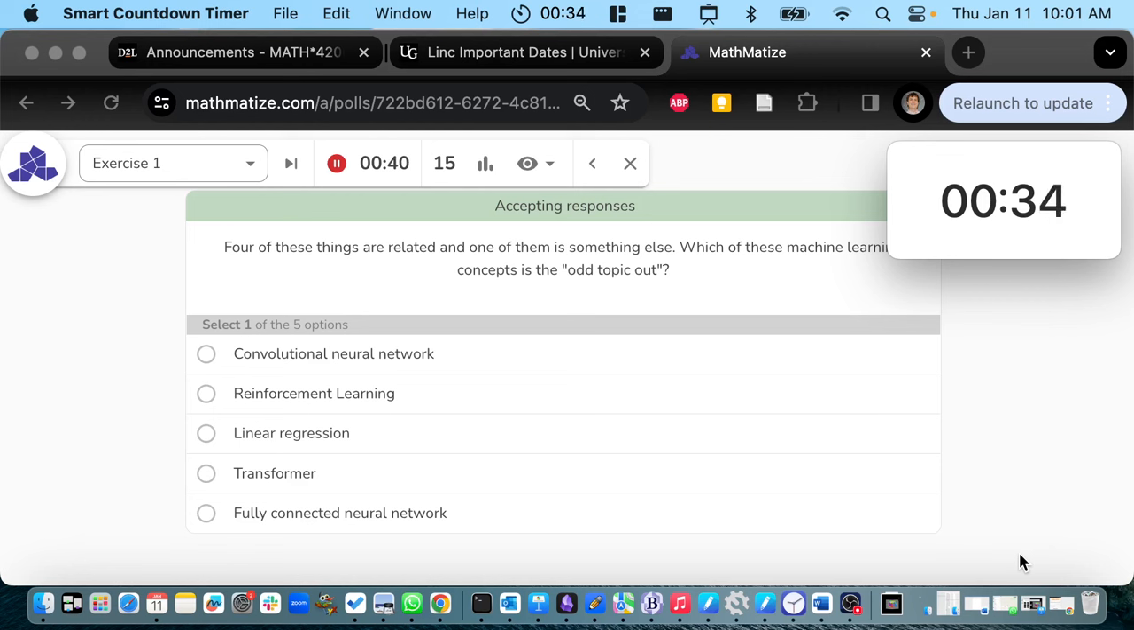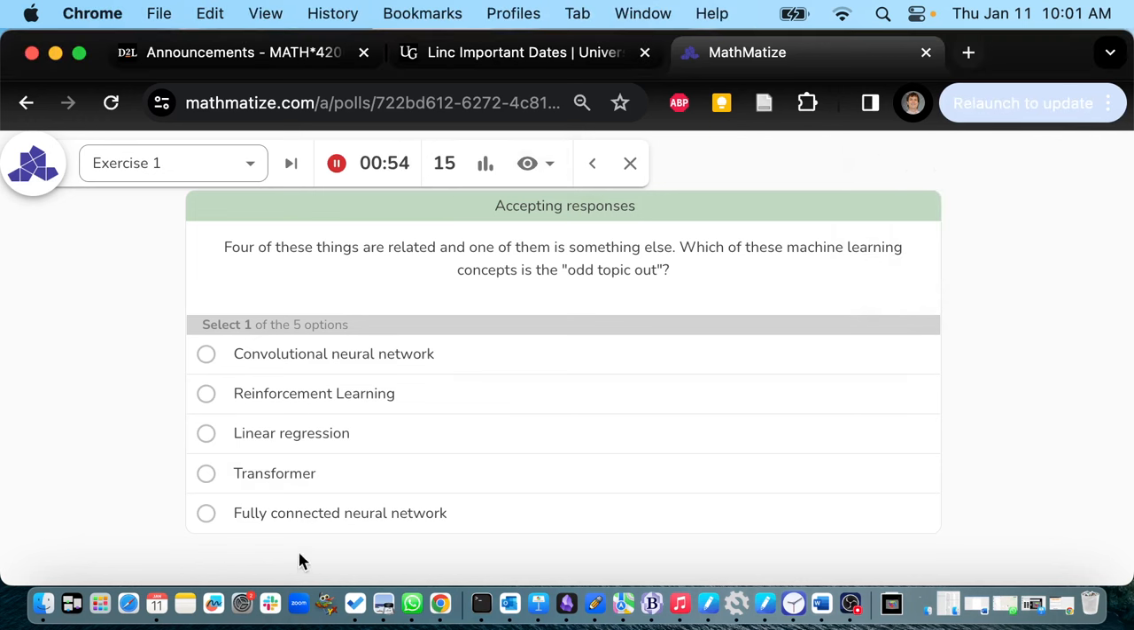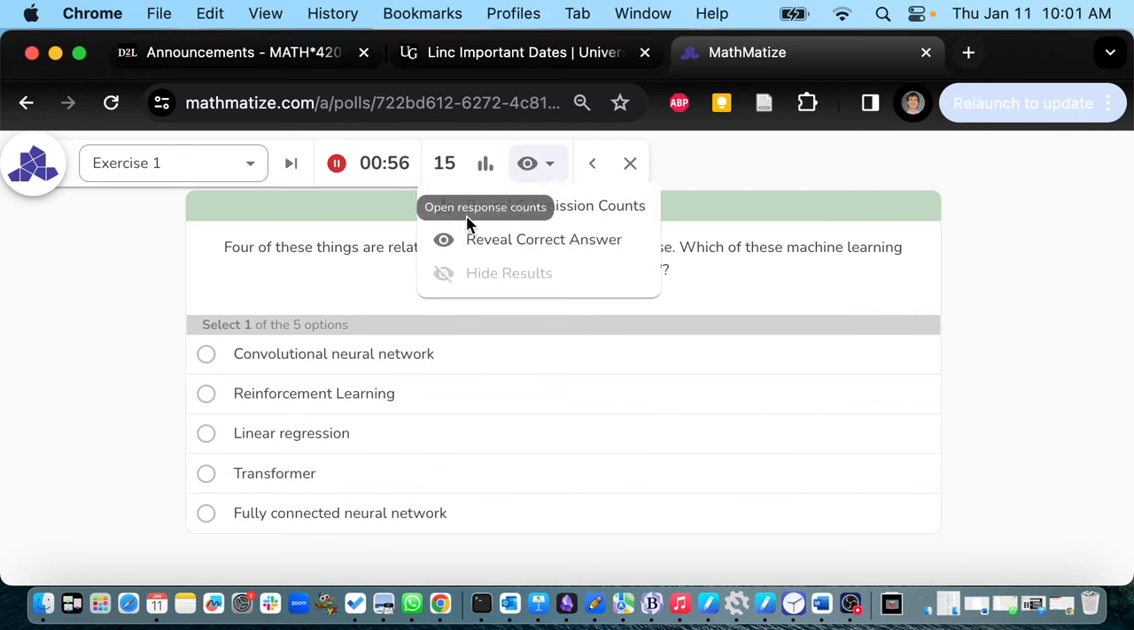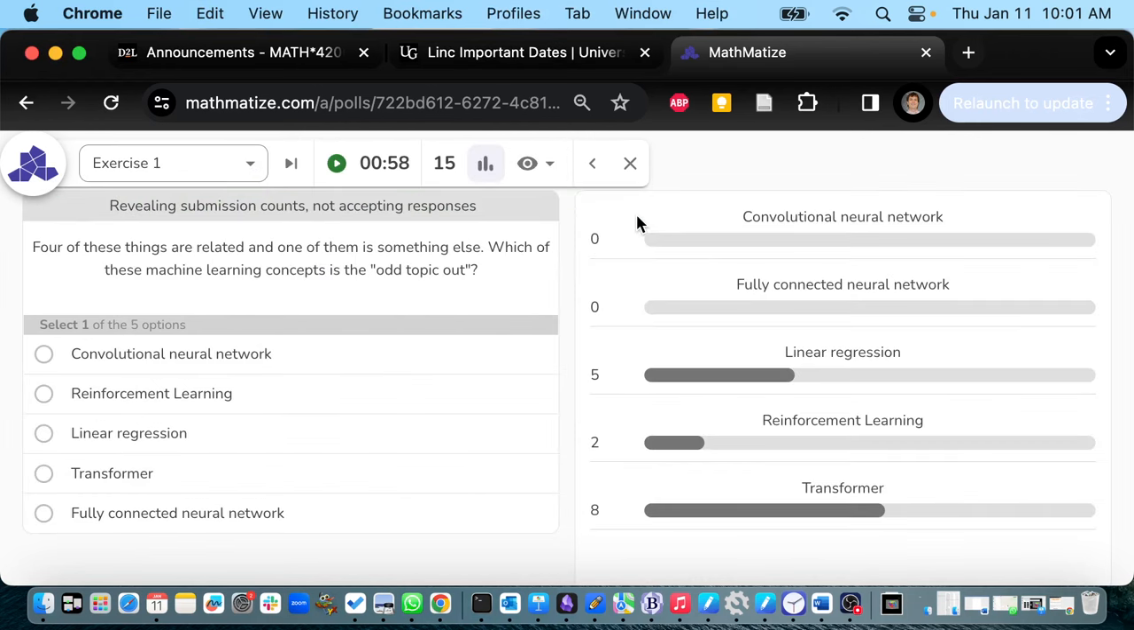Okay, there's 15 people in the room, and there's 15 answers, so I think I'll just stop now. Normally, for the first year classes, you really have to have the timer beep a bunch of times before people do it, but you guys are on top of it. Let's see what people said.